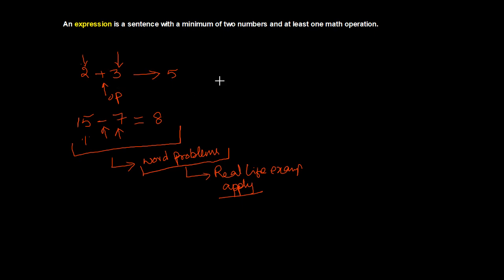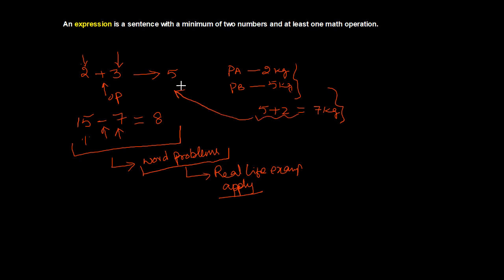Let's take the same example with 2 and 3. In your questions you had a question: person A bought 2 kgs of apples, person B bought 5 kgs of apples. Together, how many kgs of fruits did they buy? Then what you usually do is 5 plus 2 is 7 kgs. So this is where you apply the mathematical operations. These are the real life applications.